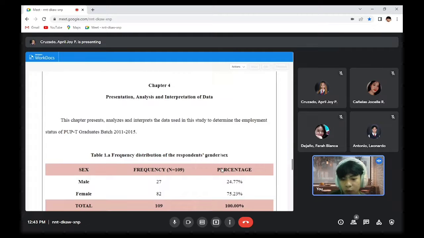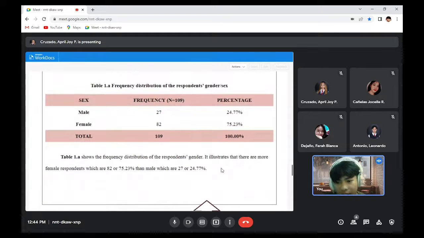Table 1A. Frequency distribution of respondents, gender, sex. Sex, male and female. Frequency, N is equals to 109. Percentage. Male is 27 and its percentage is 24.77%. Female has 82 and its percentage is 75.23, equivalent to 100%. So, sa binigay na keywords kanina, dito natin gagamitin yan.